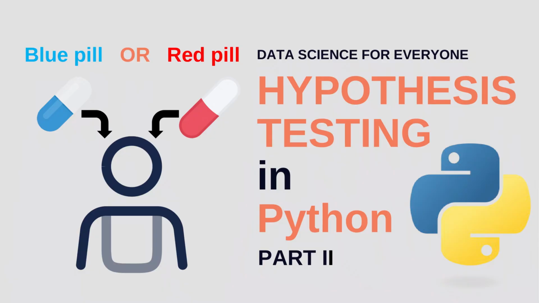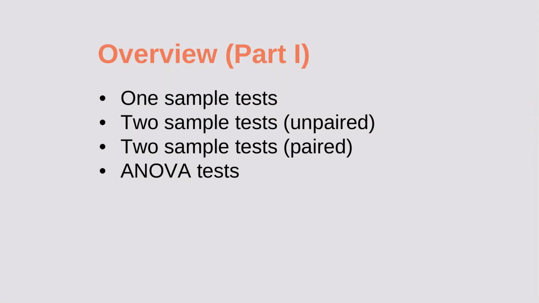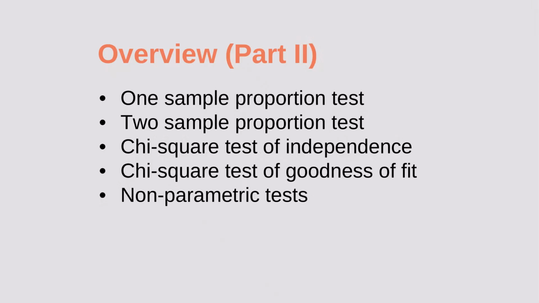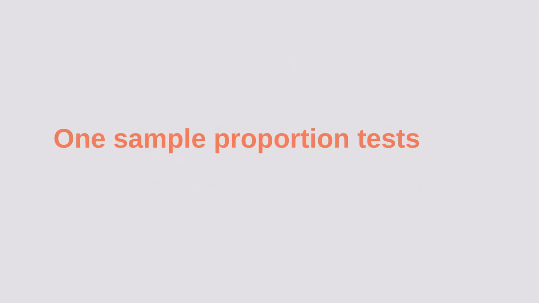Let's get started. In the first video on hypothesis testing, we covered one-sample tests, unpaired and paired two-sample tests, and ANOVA tests. In this part, we'll cover the following topics: 1 and 2 sample proportion tests, chi-square tests of independence, chi-square test of goodness of fit, and non-parametric tests. Let's start with 1 sample proportion tests.